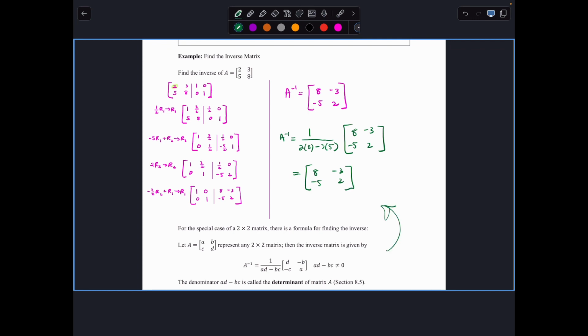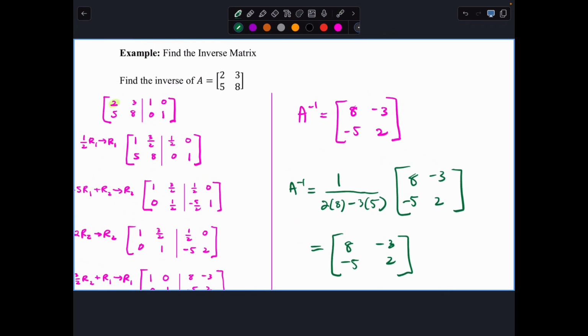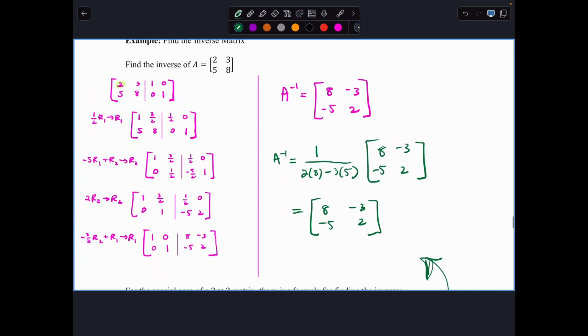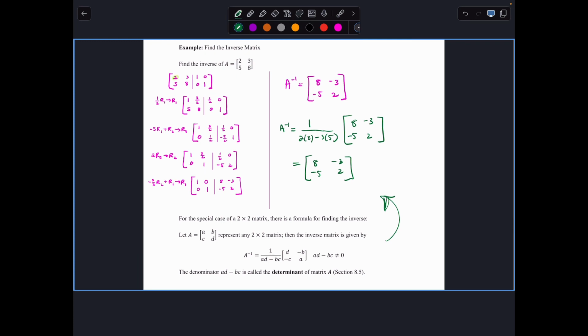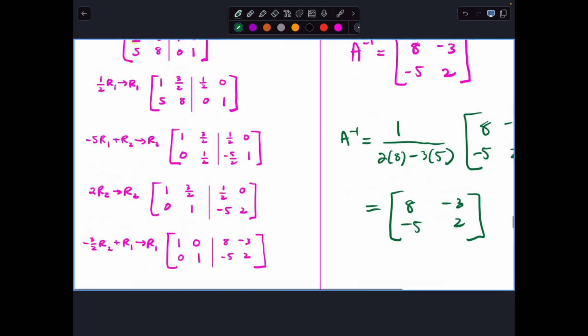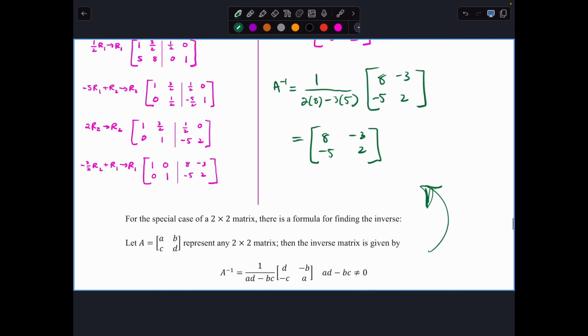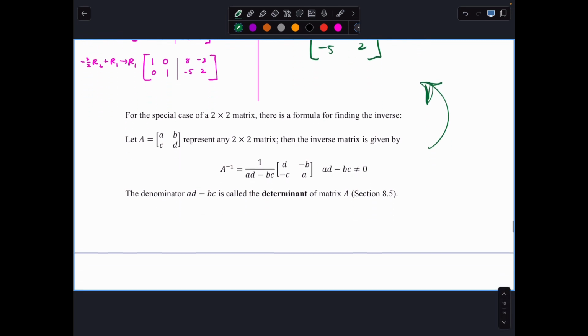Right, using this, the determinant's 0, right? No, it's 16 minus 15. I'm looking at the one we just did the long way. Okay. I mean, using this is like having to memorize a formula. This other way is more like a methodical way of finding the inverse versus having to memorize a formula.